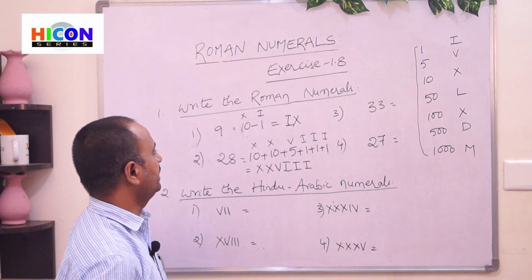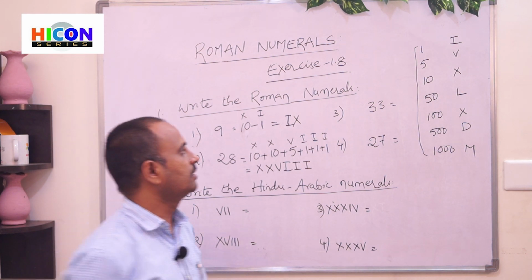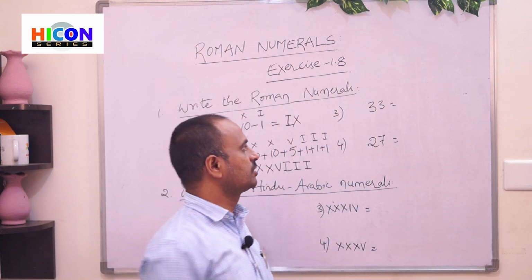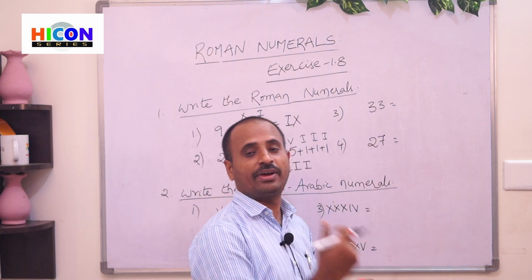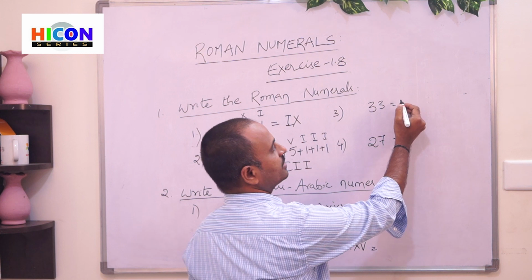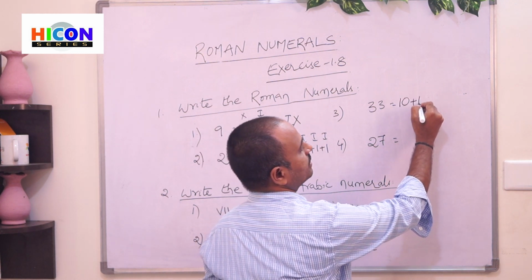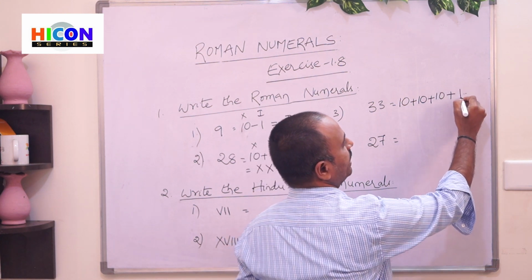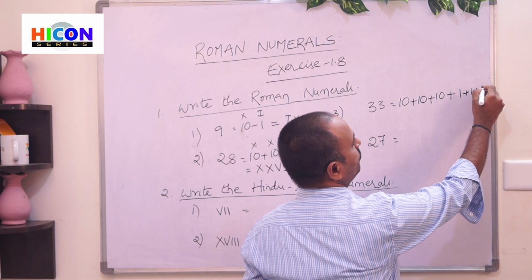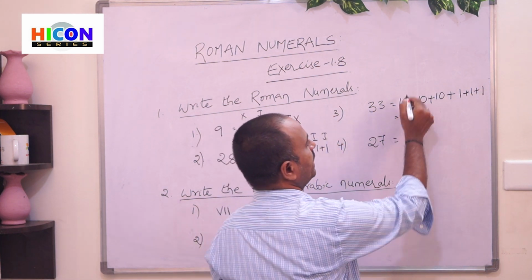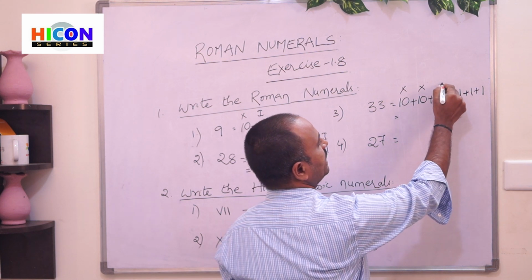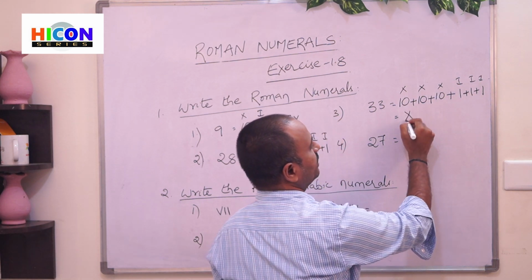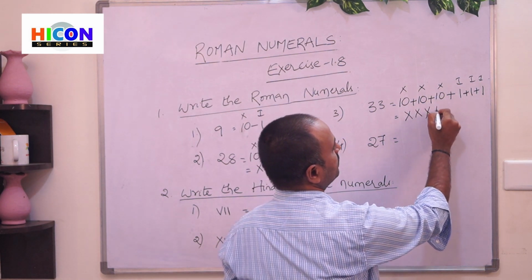So children, let us see the third problem. Here the third problem is 33. Now split this 33 into 10s and 5s and 1s. So 33 means 10 plus 10 plus 10, and 3 means we have to write 1 plus 1 plus 1. Here 10 represents X and 1 represents I. So in this way, we can write like this: X, X, X, I.